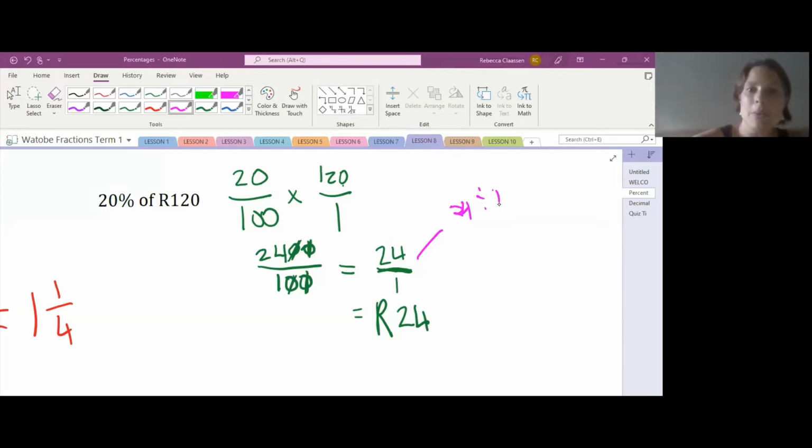Remember, when you write your answers, you must also give your unit signs. So if it's in rand, you must put your R. And if it's sheep, then you must write 24 sheep. And if it is mangalisos, then you have to write 16 mangalisos. Whatever the question is, you must write that answer in.